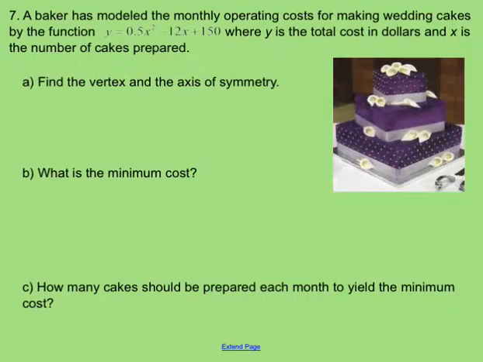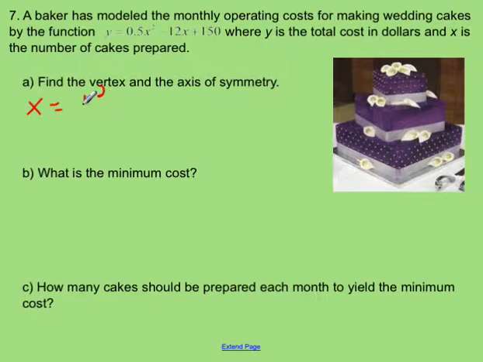All right, let's go ahead and take a look at number 7. So we use quadratics a lot to model maximum and minimum profit, which is what this problem is doing. So to maximize profit or minimize cost, we want to calculate the vertex. Remember, the vertex represents the maximum or the minimum. So we're going to calculate the vertex of that quadratic.